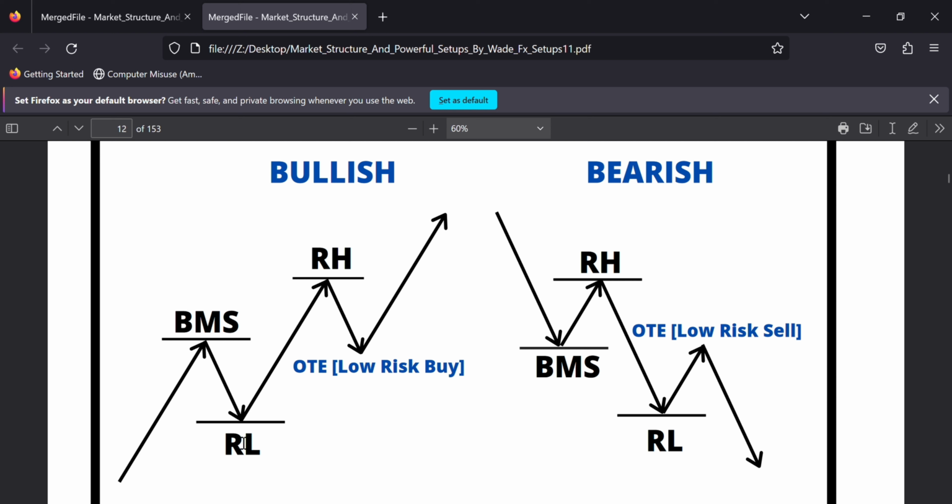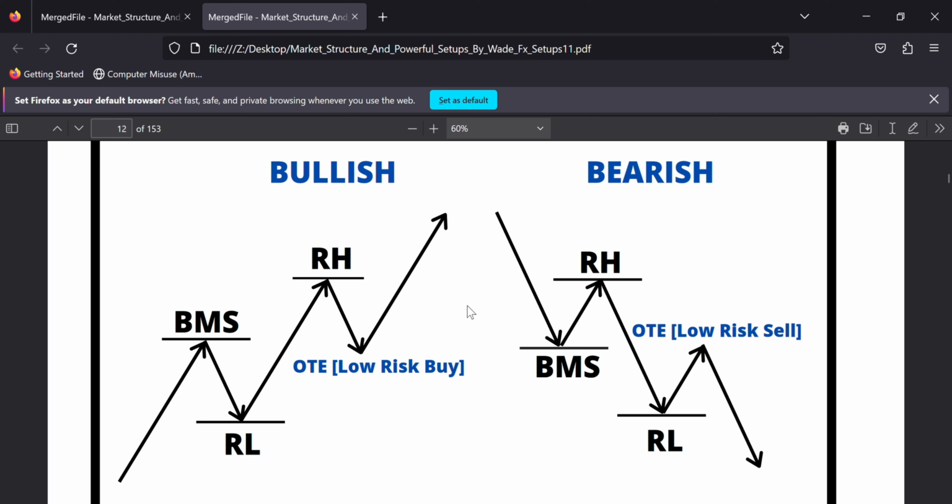Then this is the range low because the market stopped here before making another expansion at the top, making it a range low. This is a range high because the market stopped here while making a retracement to this level, then buying again.